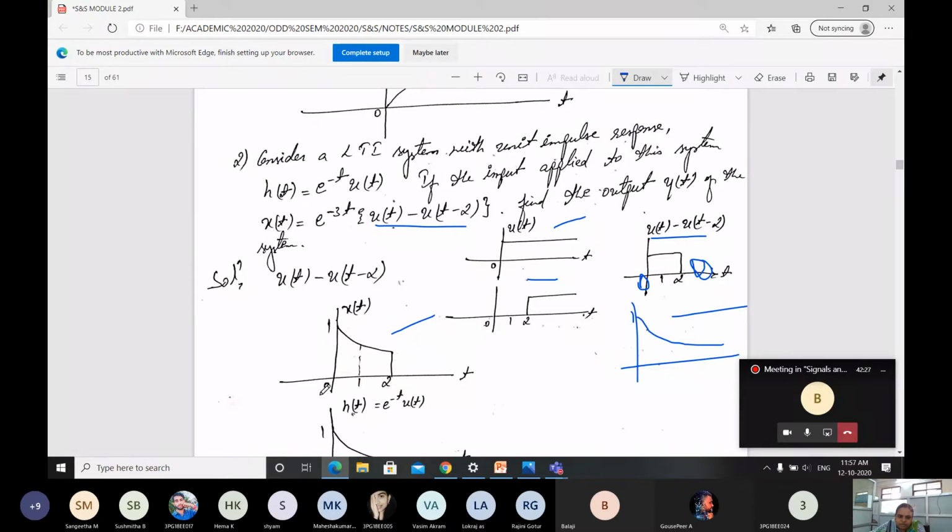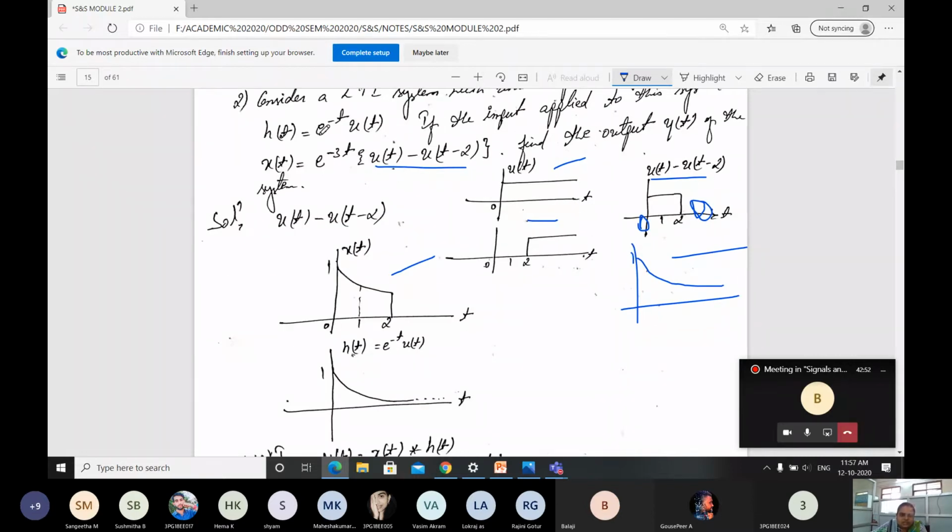From 0 to 2 you will be getting the signal. Here it will be 1 only, and here it is a decaying function. For that reason, 1 into anything, if you multiply, you will be getting the same value that you multiply. So from 0 to 1 it is the same and it is decreasing up to 2. This is your x of t signal.